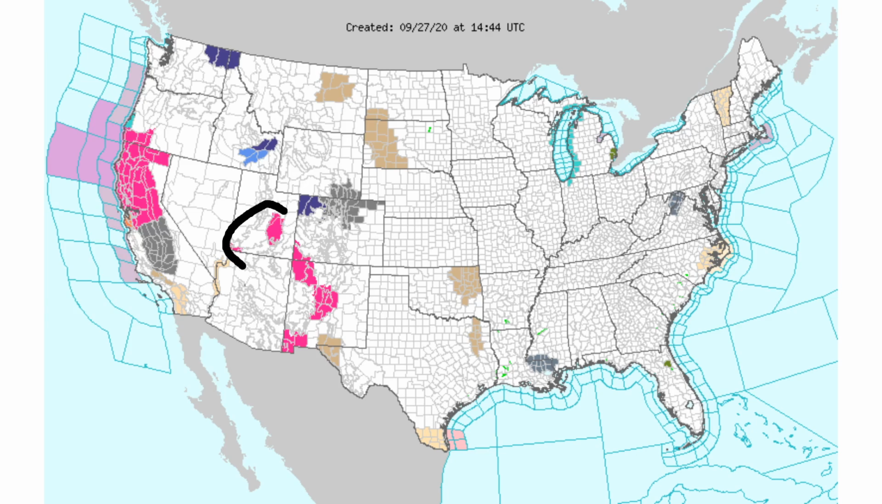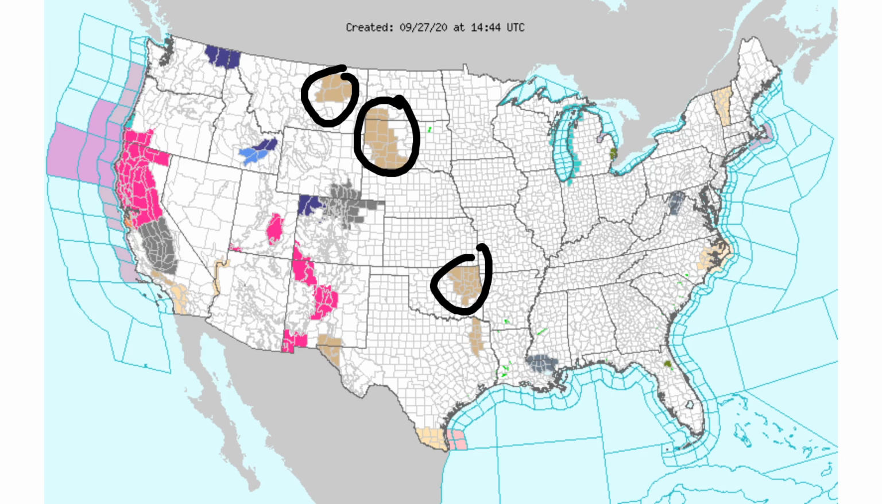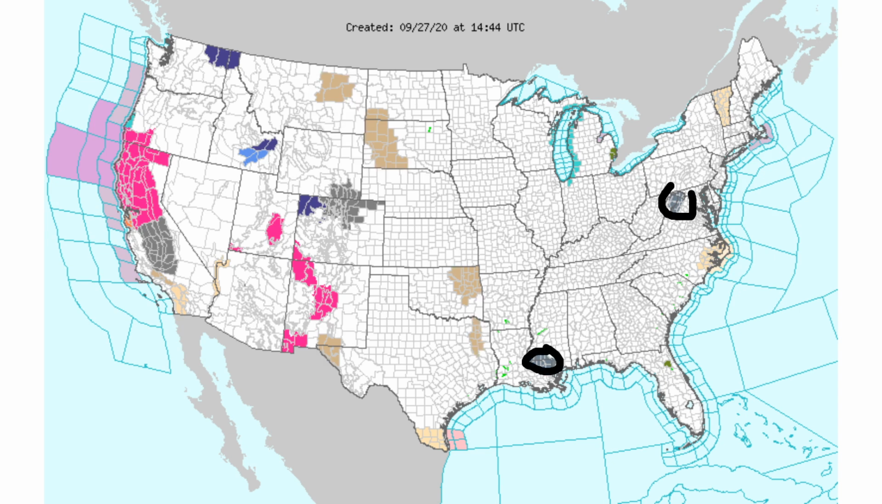We see some red flag warnings dotted across parts of the western United States, and also some air quality alerts in effect for parts of Wyoming, Colorado, and California there. We also see some wind advisories dotted across the central part of the country for parts of Montana, the Dakotas, into Oklahoma, and parts of Texas, as well as New Mexico there. And then we see some dense fog advisories for parts of Maryland, Virginia, and West Virginia, as well as Mississippi and Louisiana there.